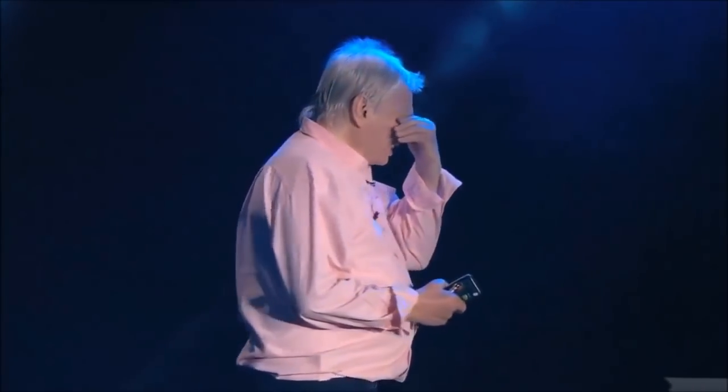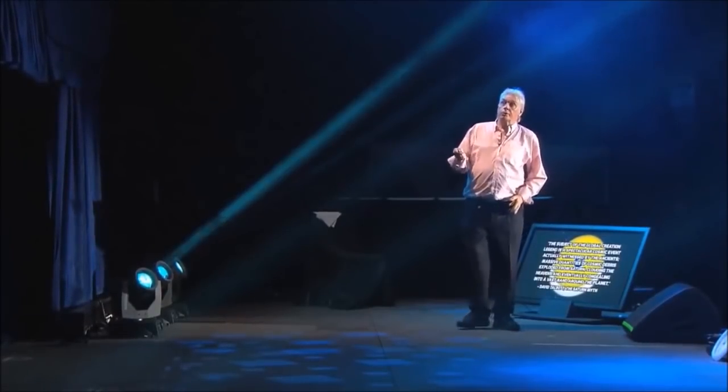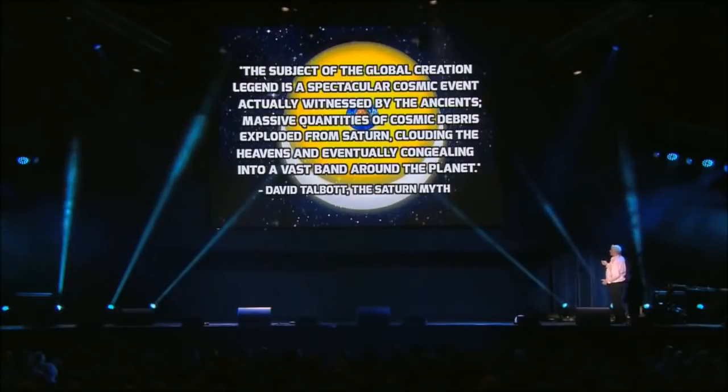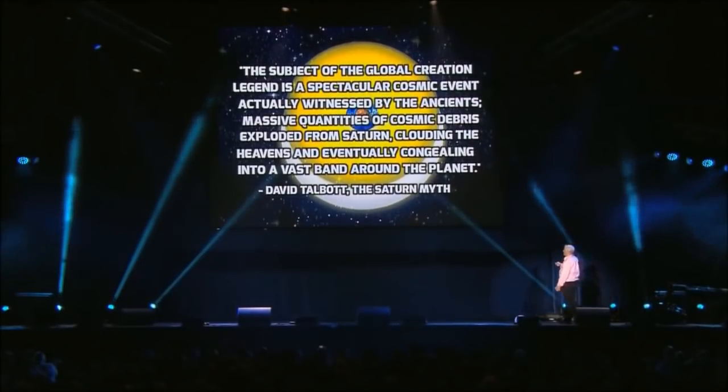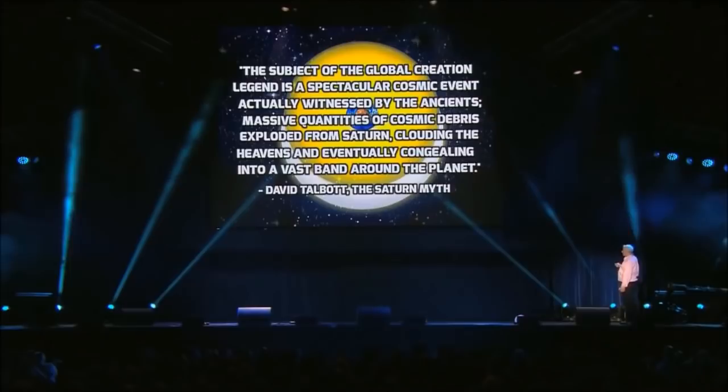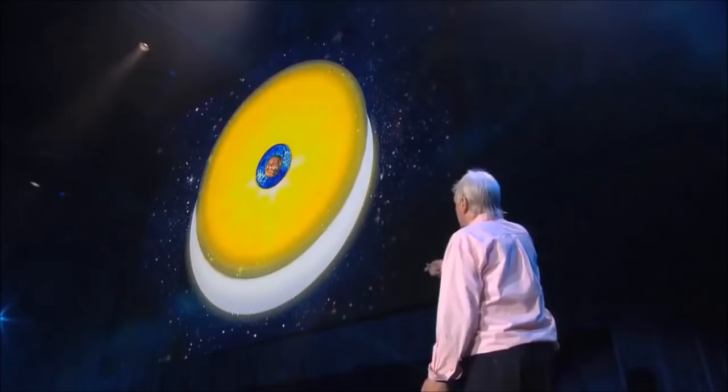Now, what Talbott concluded from reading all these accounts of what happened to Saturn was this, during these catastrophes, and this is a quote from his book: the subject of the global creation legend, the global catastrophe legend, is a spectacular cosmic event actually witnessed by the ancients. Massive quantities of cosmic debris exploded from Saturn, clouding the heavens and eventually congealing into a vast band around the planet. Now, the band is described, like he said, as around the planet.